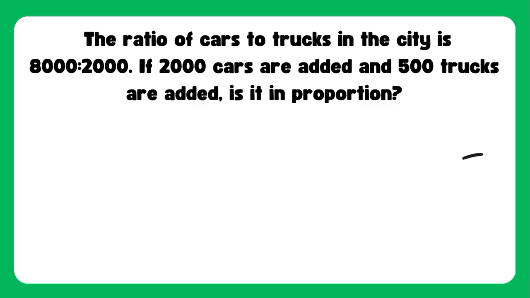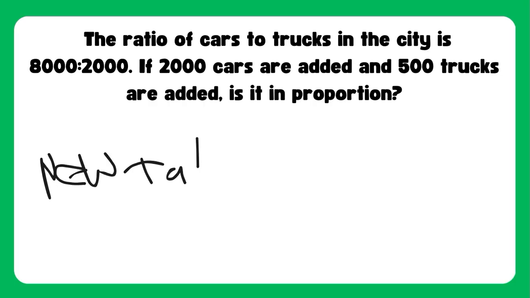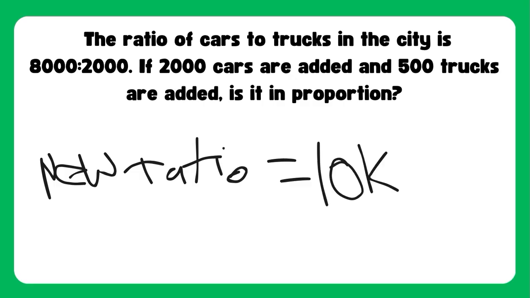So now what we will do is we will figure out the new ratio. So new ratio is going to be equal to, so the cars 8,000 plus 2,000 gave us 10k, so I'm going to put 10k is to 2,000 plus 500 gave us 2.5k. So this is the new ratio, 10k to 2.5k.